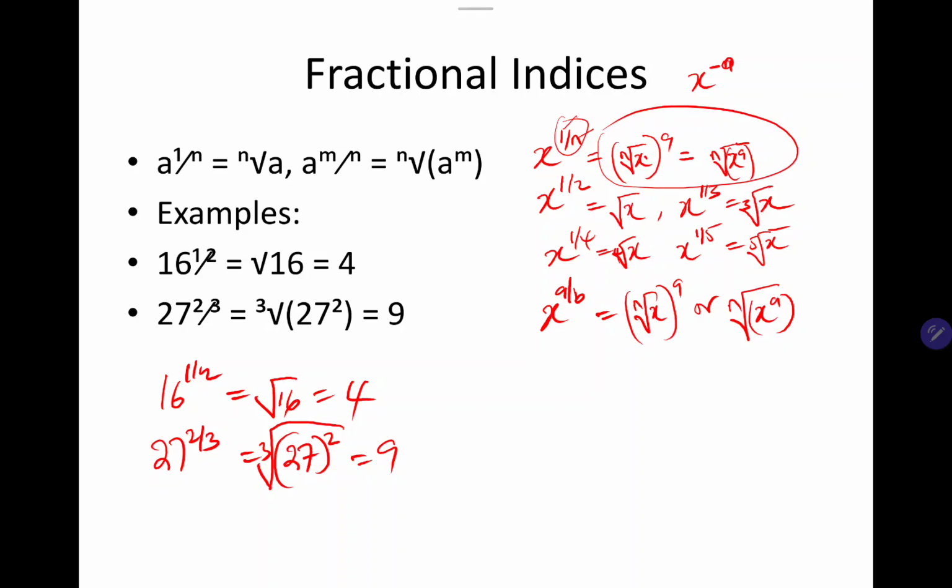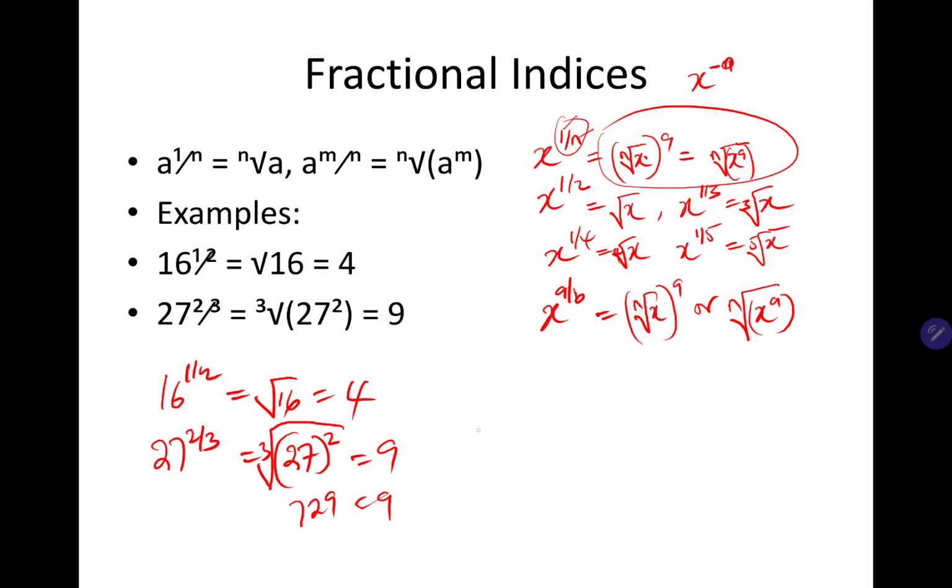If you have your calculator, you can confirm what 27 squared is. 27 squared is 729, and the cube root of 729 is 9. We use the second formula.